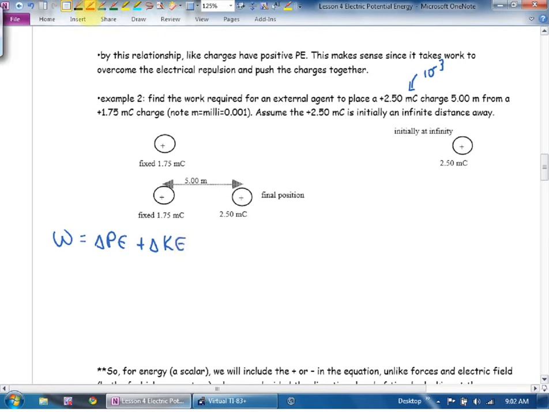Once again, we're going to assume we start and end at rest. Once again, we're going to ask, what's changing anything? So this is going to be potential energy final minus potential energy initial. Work is going to be k q1 q2 all over r final, minus. Where are we starting according to this question? Infinity. What is our initial potential energy if we're starting at infinity? Zero.